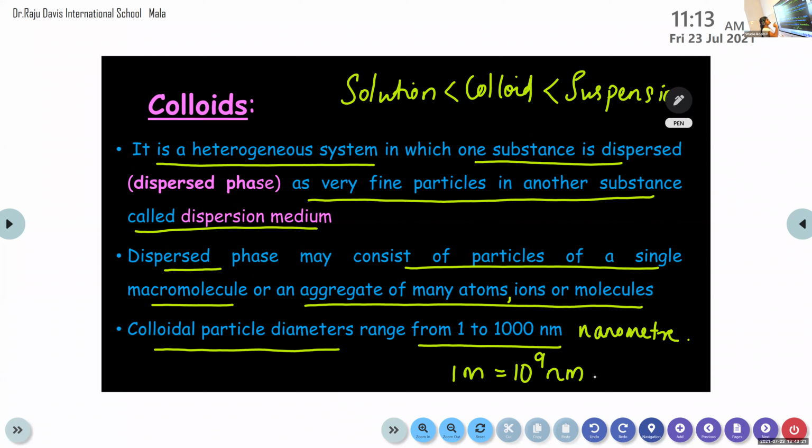So I am repeating the points once again. Colloid is a heterogeneous system in which one substance is dispersed as very fine particles in another substance. That medium is known as dispersion medium, and those fine particles are the dispersed phase. These particles of colloids can exist in two forms, either as a big macromolecule or an aggregate of atoms, ions or molecules. And their colloidal particle diameter ranges from 1 to 1000 nanometer. This is clear?